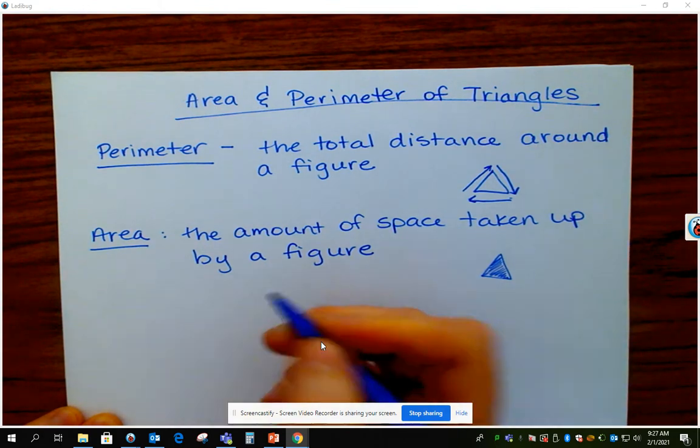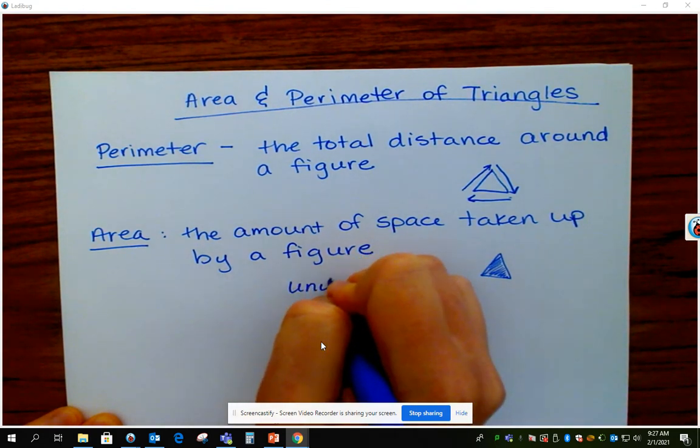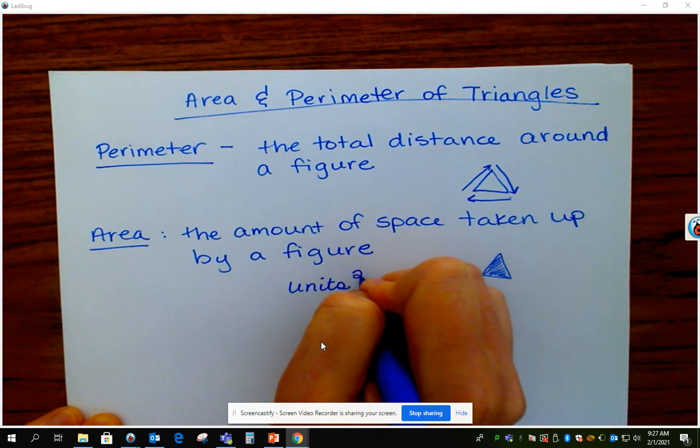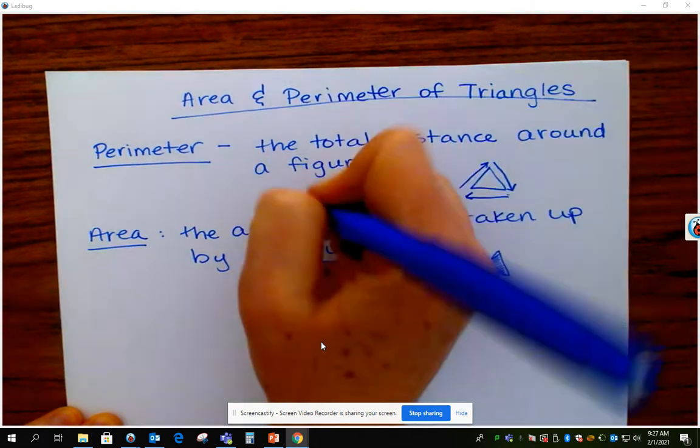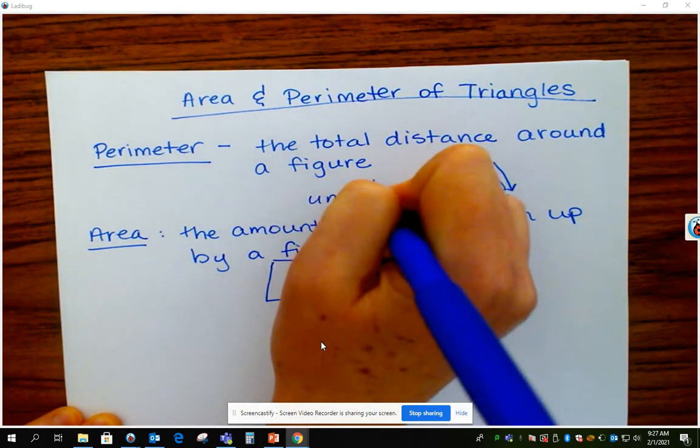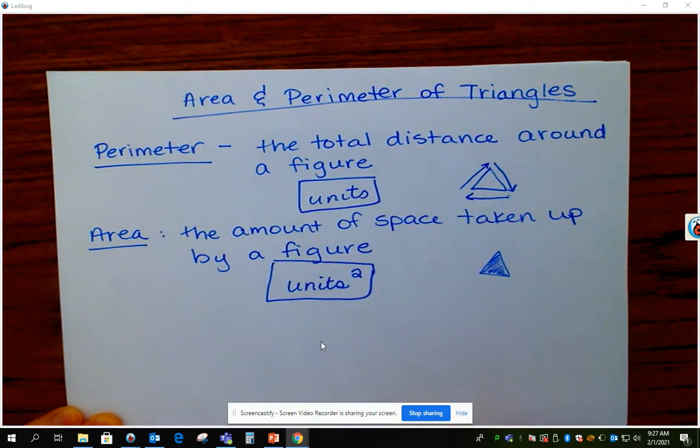And remember, when we calculate area, whatever the units are, they're going to be squared. So remember, perimeter just has regular units. Area is units squared. And then volume, when we get to it, will be units cubed.